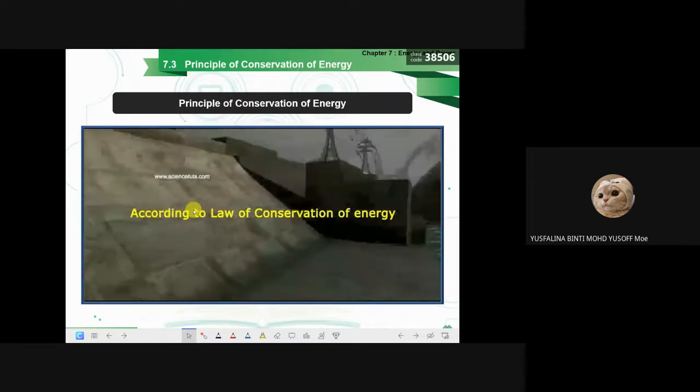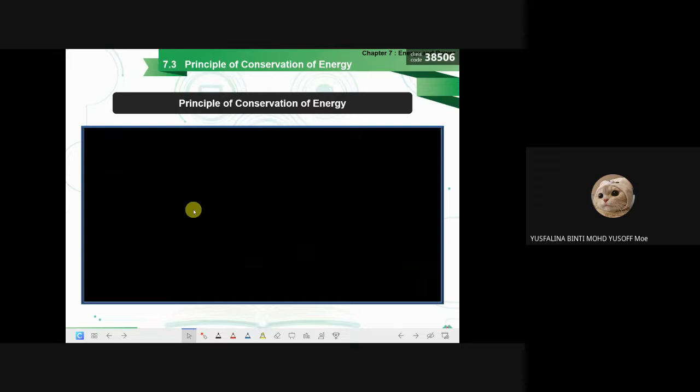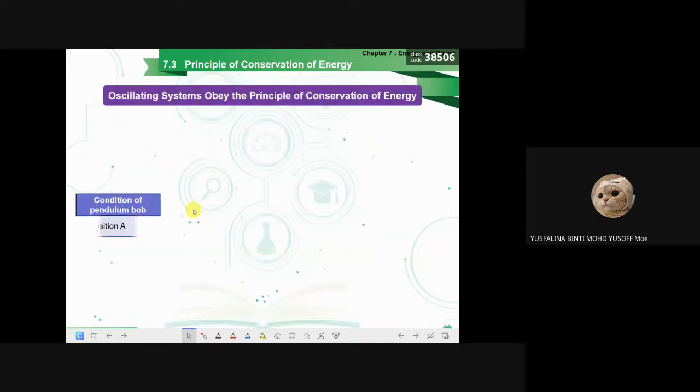According to the law of conservation of energy, energy is neither created nor destroyed, but it transfers from one form to another form. However, the total energy remains constant. Okay, so that's the example. How is the energy being converted?